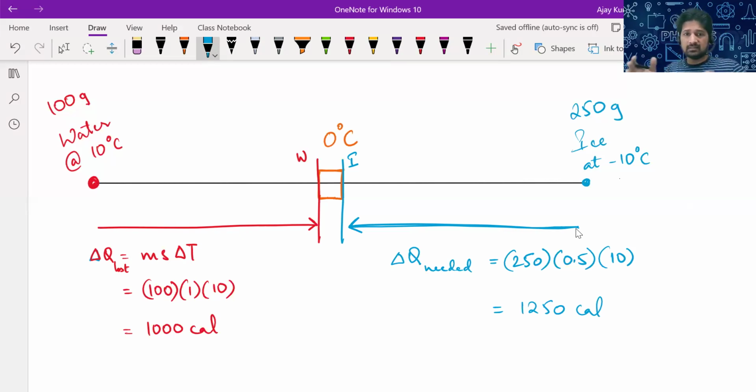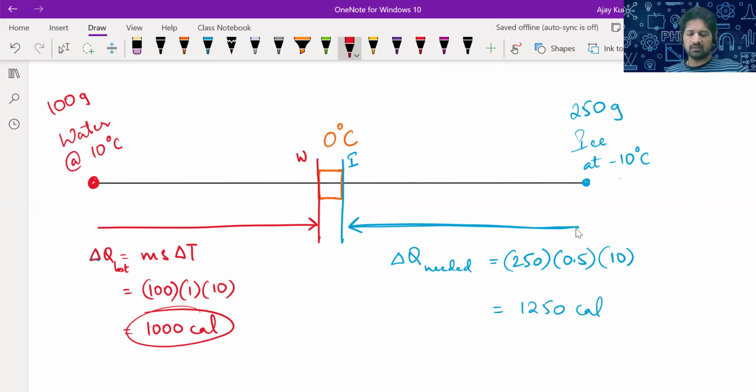Now, ice and water are exchanging heat. So for the temperature of ice to increase, water's temperature has to decrease, and this heat has to go to that side. By the time water comes to 0 degrees, it will only be able to release 1000 calories. But ice to come to 0 degrees requires 1250 calories. Assume both start at the same time. The moment water starts releasing heat, ice starts absorbing heat. So both processes start at the same time.